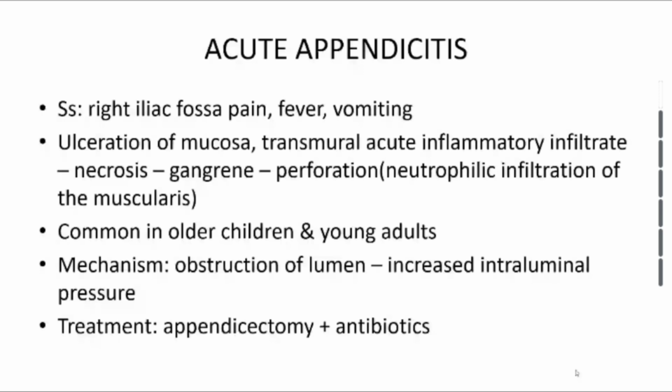And of course, if you look under the microscope in the mucosa, there will be ulceration of the mucosa and transmural acute inflammatory infiltrate. When you talk of transmural, that is inflammation going through the entire wall. So the mucosa, submucosa, the muscle layer, all the way to the serosa. That's what we mean by transmural acute inflammatory infiltrate. So there will be infiltrate like neutrophils all over the wall.